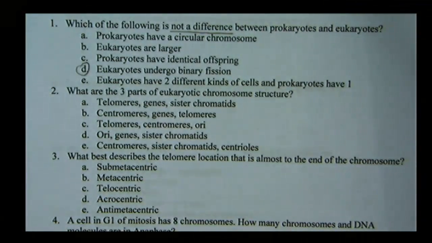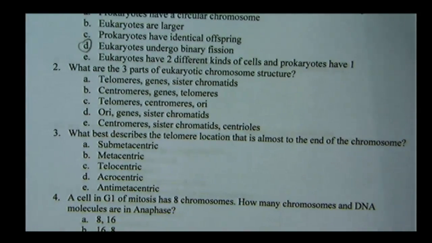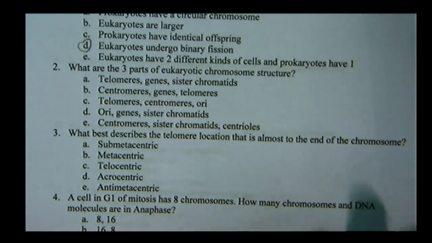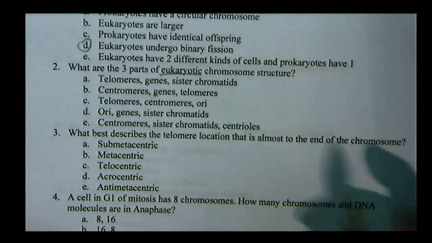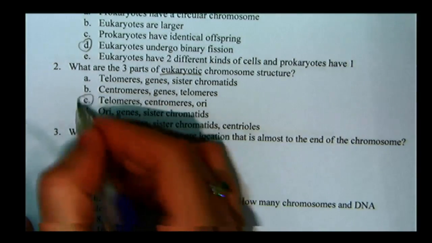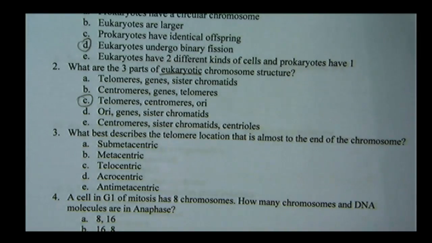And the 3 parts of eukaryotic, here we go, that's the key word there, chromosome structure. The answer to this would be C. You need telomeres, centromeres, and an origin of replication. Those are the 3 main parts. Okay, and here's the first question that needs a clarification. This word shouldn't have been telomere. It should be centromere. But you probably figured that out.